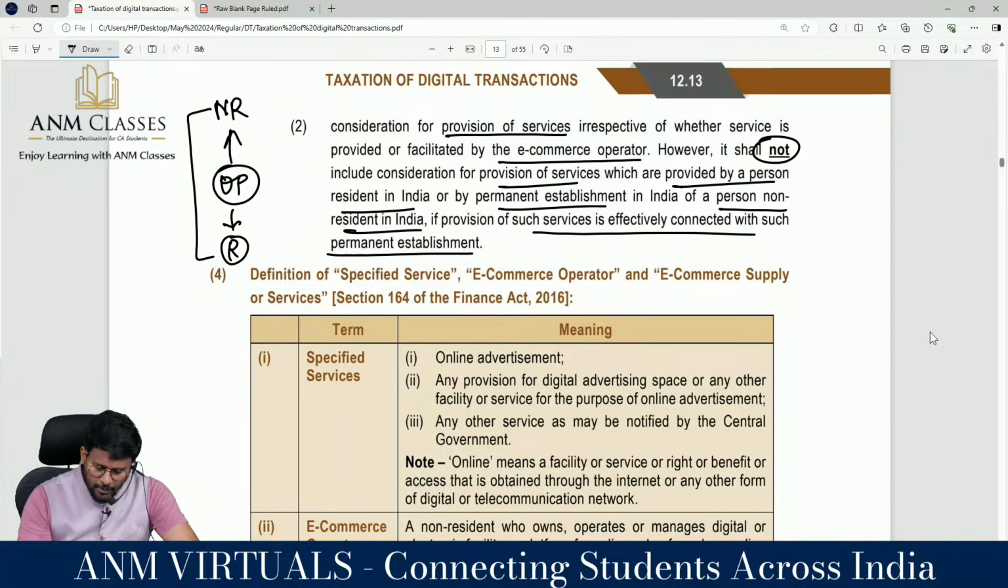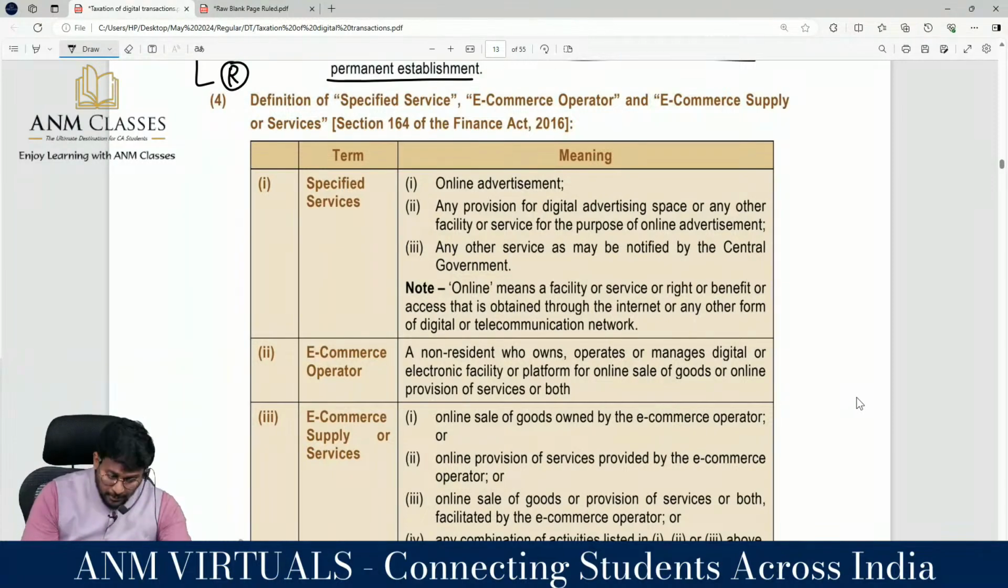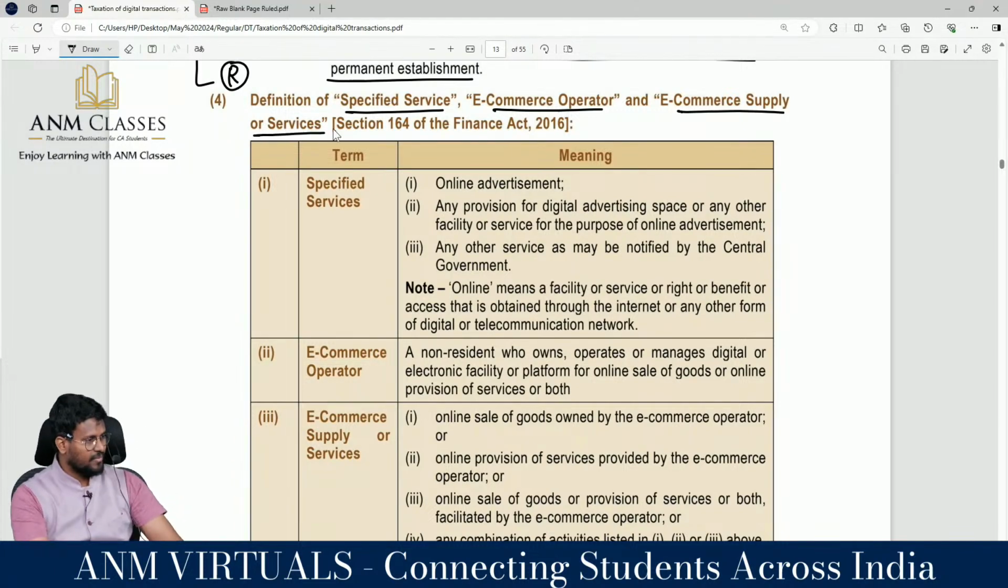Then what levy will be attracted? Various terms will be defined much more. What is specified services? What is e-commerce operator? What is e-commerce supply or services? Equalization levy is classified into 2 categories. Section 165, Section 165A. Section 165 is specified services. Section 165A is e-commerce supply or services.